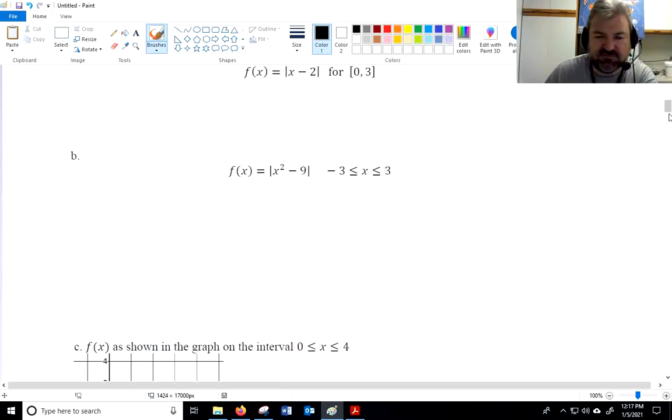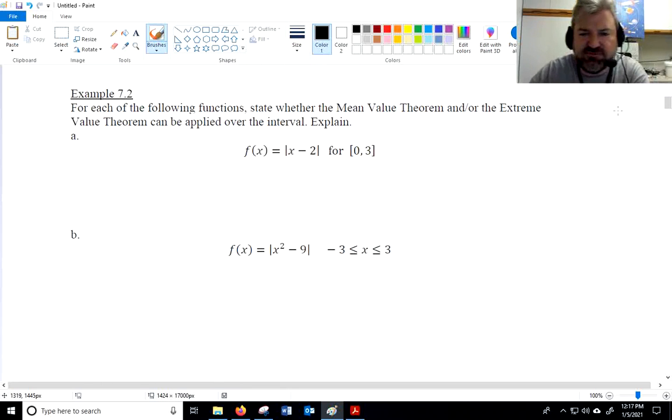Okay, let's take a look at the next one. For each of the following functions, state whether the mean value theorem and or the extreme value theorem can be applied over the interval. Okay, so for our first one, we have the absolute value of x minus 2. So we know that the absolute value of x is really a piecewise defined function. Okay, let's write that over here.